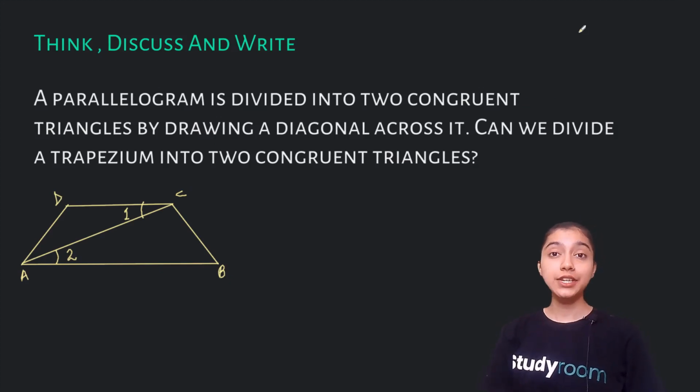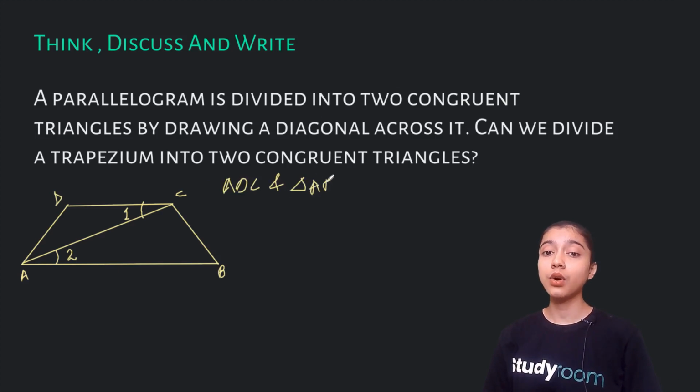In the previous lecture, I taught you that in the case of a parallelogram, if we join either diagonal, it will divide that parallelogram into two congruent triangles. So is it true for a trapezium as well? Let us check it. Here ABCD is a trapezium. Now we have joined this diagonal AC such that it divides this entire trapezium ABCD into two triangles. One is triangle ADC and the other is triangle ABC. Now let us check whether these two triangles, triangle ADC and triangle ABC, are congruent or not.